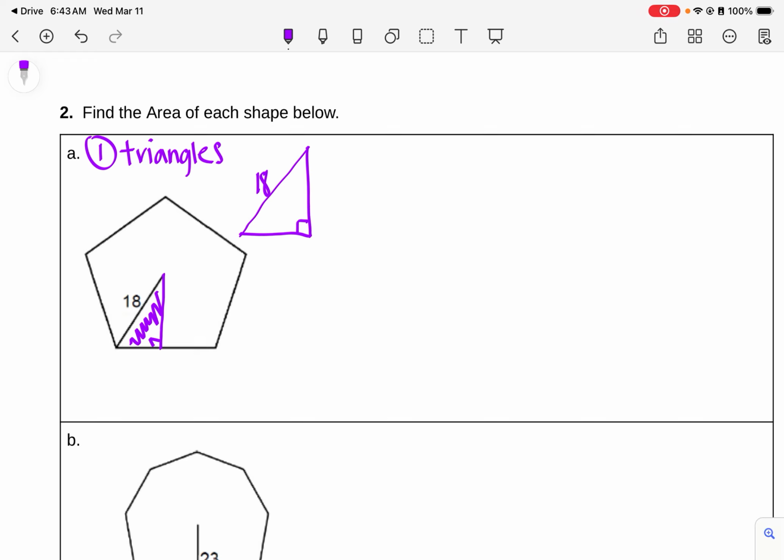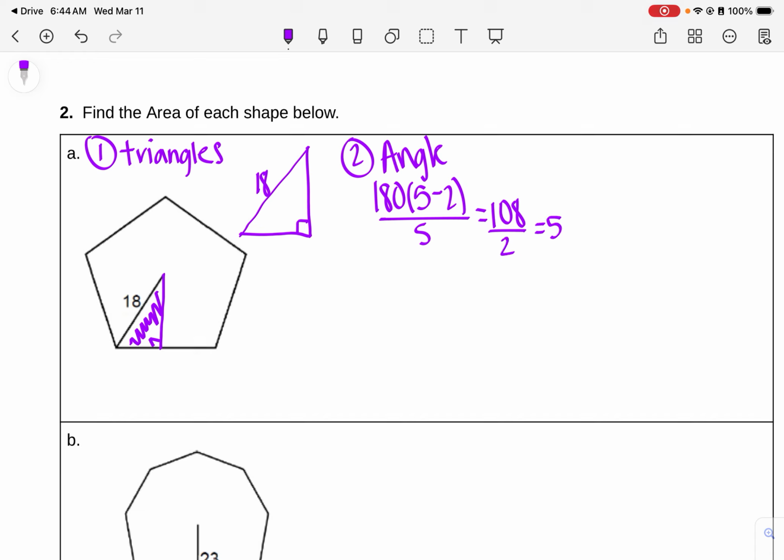So then I am going to go to step number 2, which is to find an angle. So I'm going to find an interior angle of the regular polygon. So I'm going to do 180 times 5, because it's 1, 2, 3, 4, 5, minus 2 divided by 5. So that would be 108, but this line right here cut that in half. So we're going to divide that by 2. So we get 54 degrees. So the 54 is going to go in the bottom left corner of that triangle.